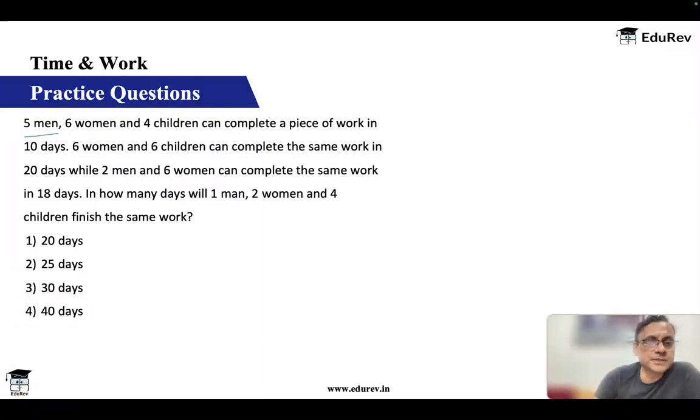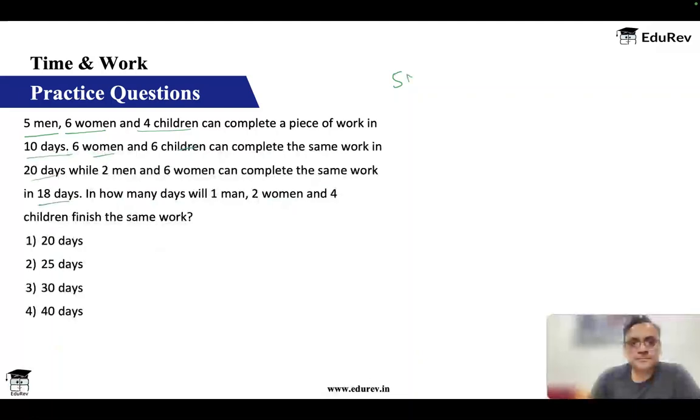5 men, 6 women and 4 children can complete a piece of work in 10 days. Then 6 women and 6 children can complete the work in 20 days. 2 men and 6 women can complete it in 18 days. There's no comparison. So how much one man is equal to in terms of women and in terms of children, I'll have to find that out. Okay, and understand how we do that.